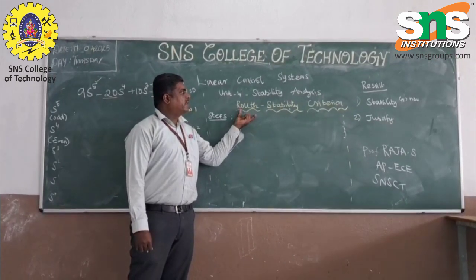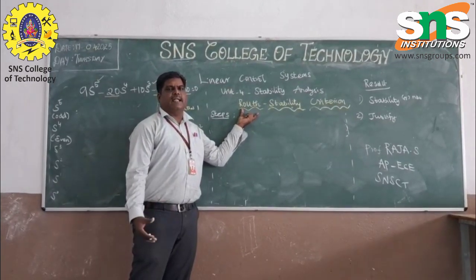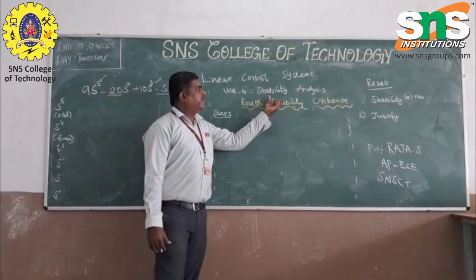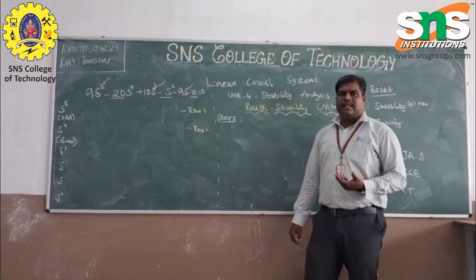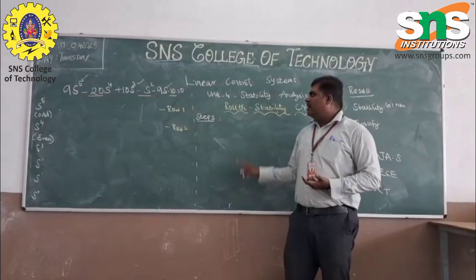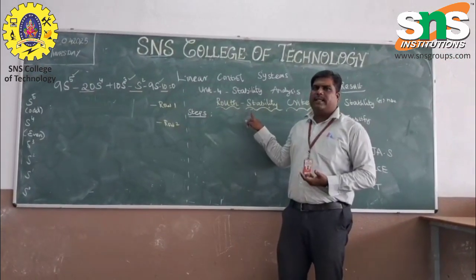Now we are starting Unit 4. We can determine how the stability can be analyzed. If you go into analyzing methods, there are various methods. The first method is the Routh Stability Criterion.